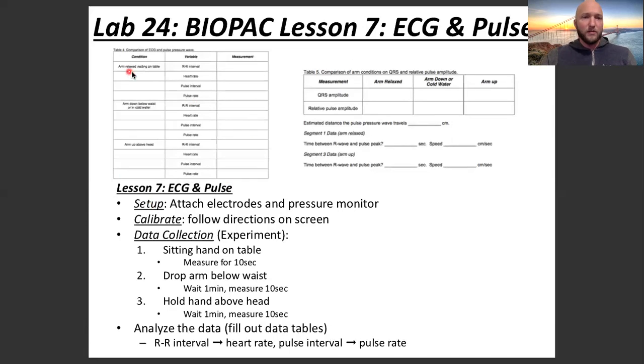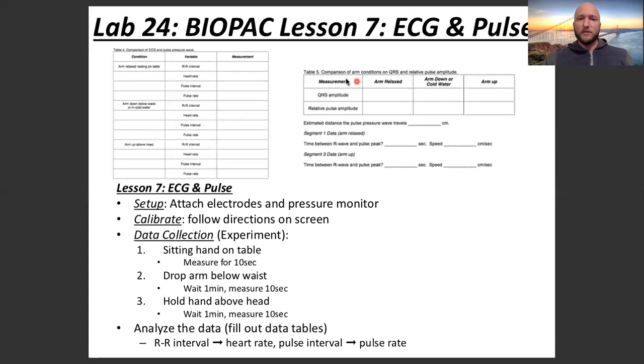All right, so right here's our data table. You can see arm resting on the table, R to R interval, so the interval for the ECG, extrapolate that out to a whole minute for heart rate. The pulse interval, so how long does it take in between the pulses, and extrapolate that out for a whole minute. And then we're going to do that for the 3 different arm positions.